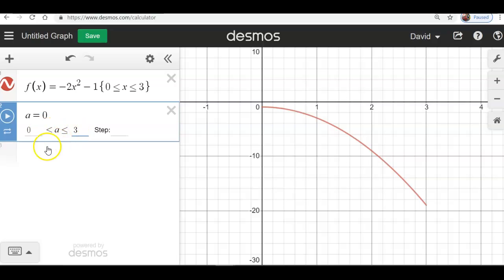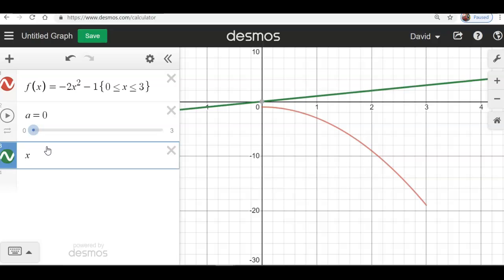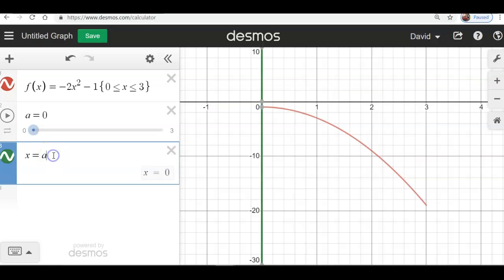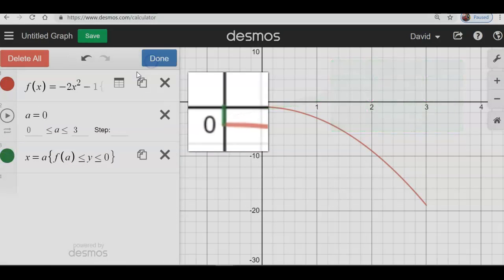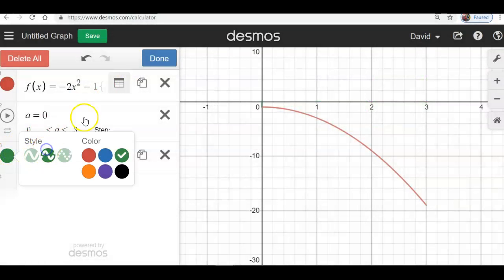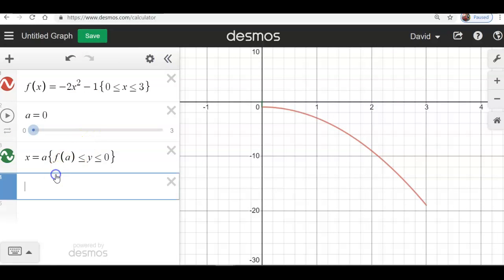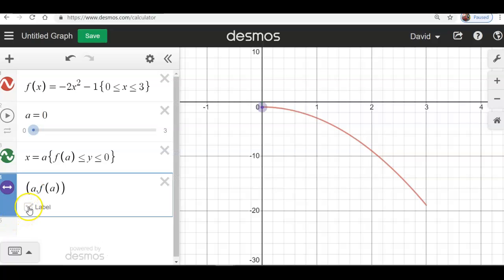And then I'm going to say x is equal to a, but I'm going to go just between the function and the x-axis. So f of a is less than or equal to y, and that's less than or equal to 0. So it's only showing me this tiny little sliver of the graph until I move it left or right. I'm going to make it dashed just so you can see what I'm talking about here, and I'll plug in the point a, f of a onto this graph as well and label it.